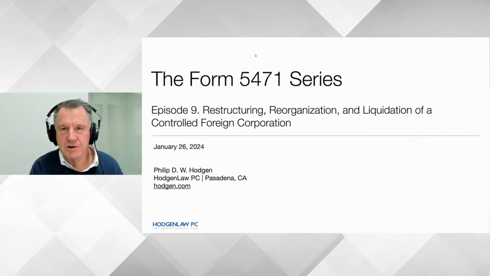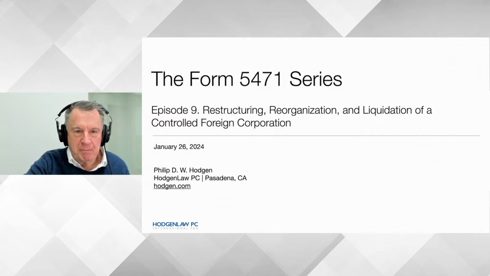Next month is going to be Section 962 elections. And then the final episode is comparing controlled foreign corporation structures for doing business abroad to other choices ranging from disregarded entities to domestic C corporation operating as a branch. And we'll do some math there. Anyway, let's get going.